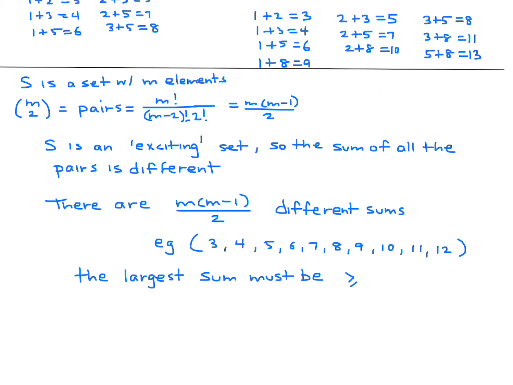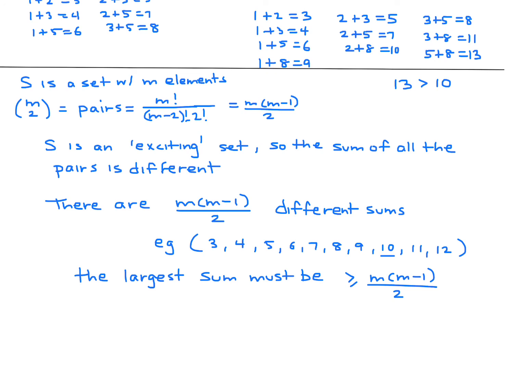In this scenario up here, my m times (m minus 1) over 2 was 10. So the largest sum has to be greater than that. So the largest sum must be greater than m times (m minus 1) over 2. For example, in the pairs up there, the largest sum was 13, and that was indeed greater than the number of pairs, which was 10. So that is an important fact.